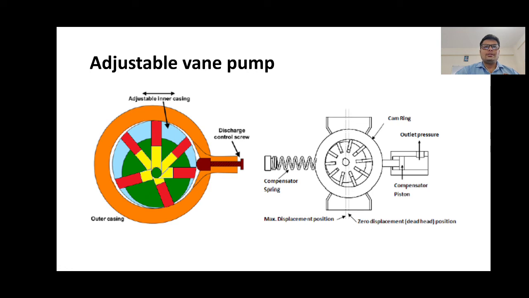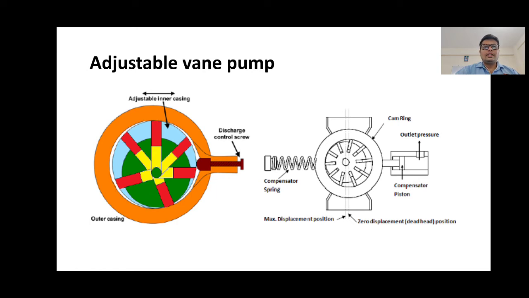These pumps consist of a rotor, then vanes, a cam ring, then port plates, a thrust bearing that guides the cam ring, and a discharge control screw by which the position of the cam ring relative to the rotor can be varied. So generally the adjustable vane pumps are unbalanced pump type.